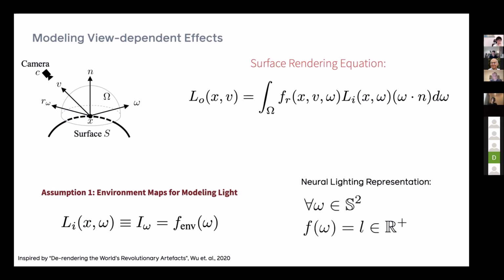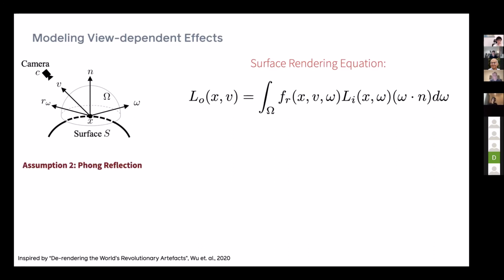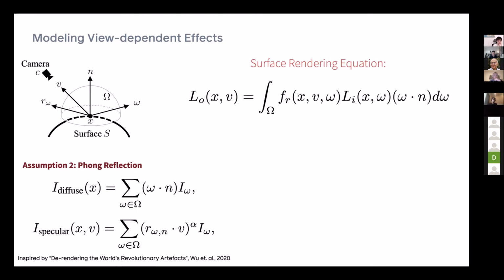And the second assumption, I'm going to skip some technical details. The second assumption is that instead of modeling a full BRDF, we can just decompose the view-dependent effect using a Phong reflection model. This just breaks down the appearance at a particular point into diffuse and specular components. And in the interest of going to results, I'll skip a lot of the details.